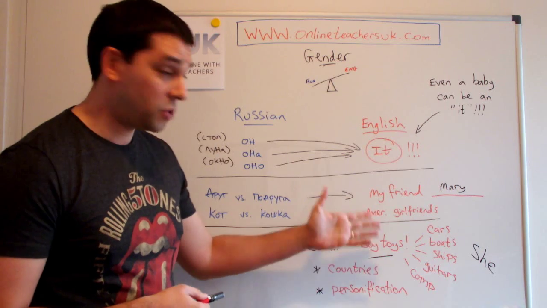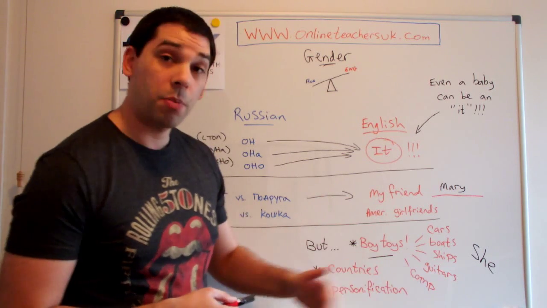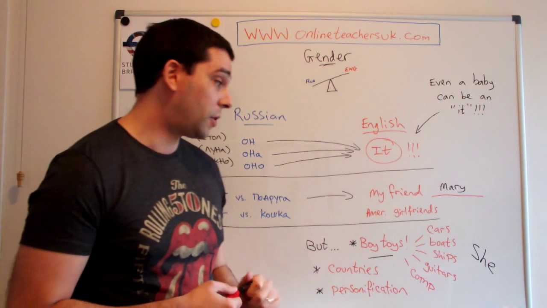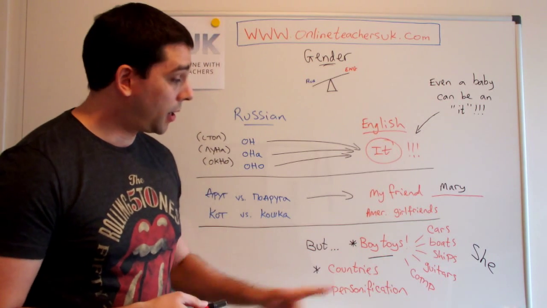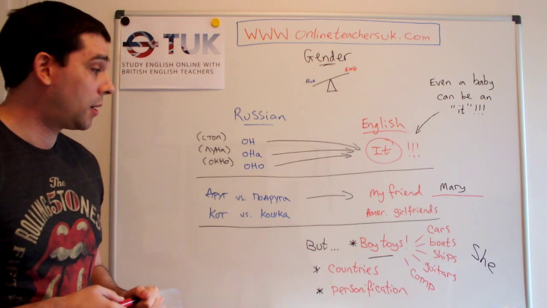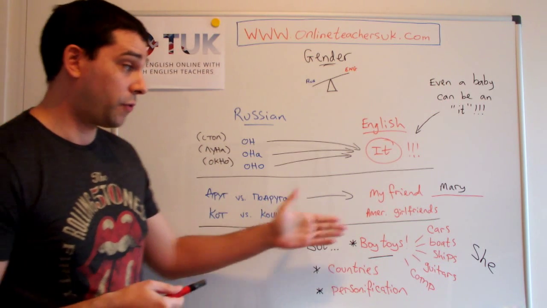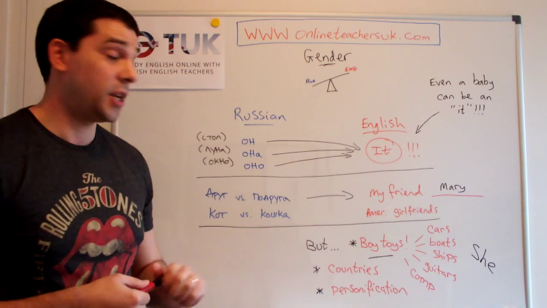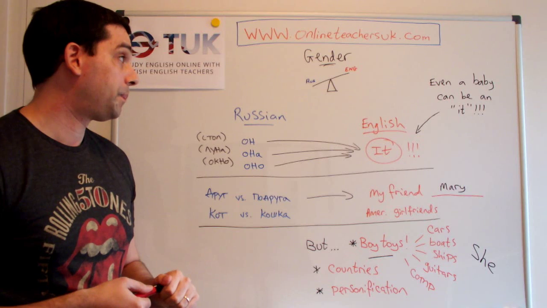Boats, yachts, ships, aeroplanes, any kind of big transport, guitars possibly if you're a guitar player like myself, computers if you're into your IT. All of those things are quite possible. We could refer to those as she. We wouldn't refer to them as he. It would be the she pronoun.